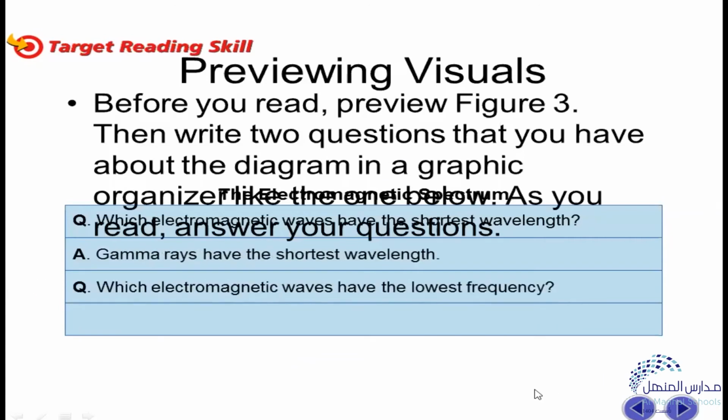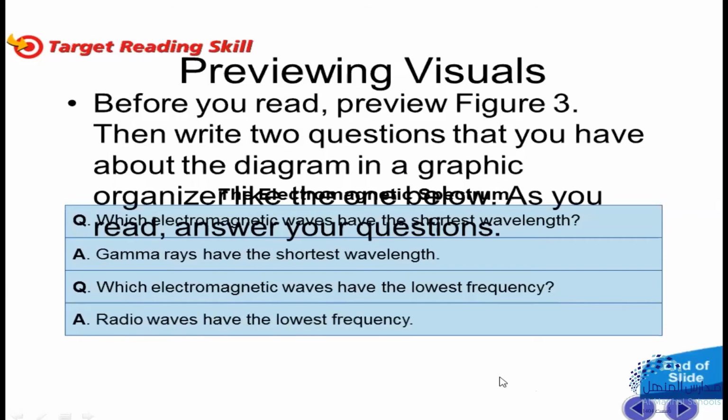Do you see that gamma rays have the shortest wavelengths? It means gamma rays have the highest frequency. Which electromagnetic wave has the lowest frequency? If we say radio waves have the lowest frequency because it's the first one at the left side, it means it has the longest wavelength.